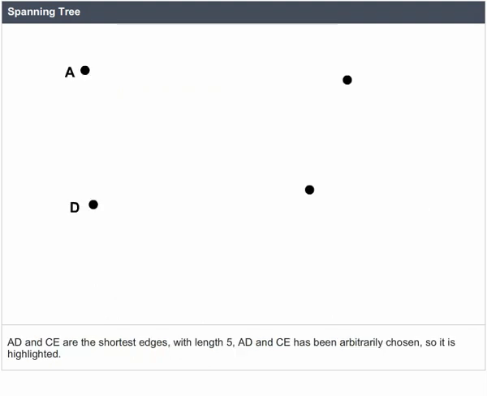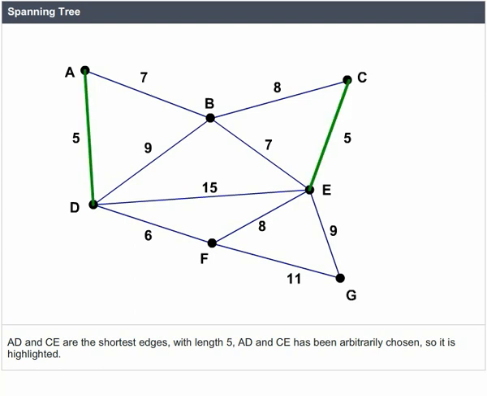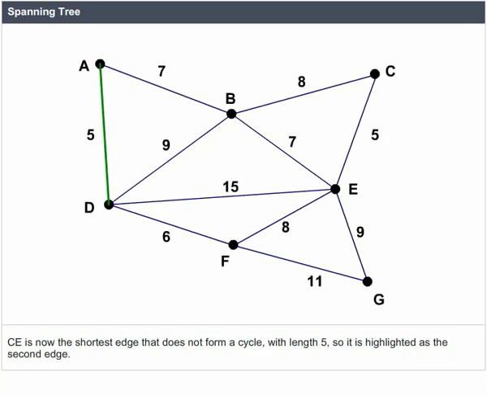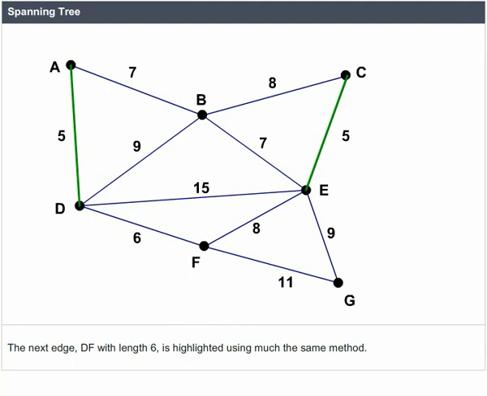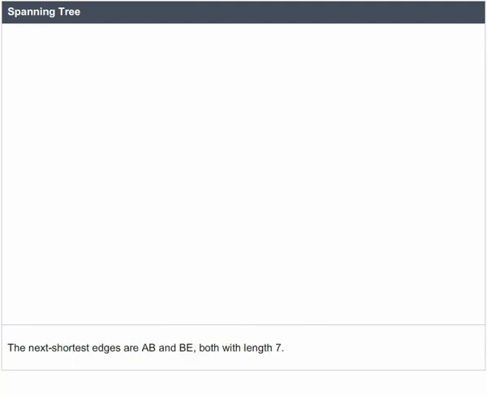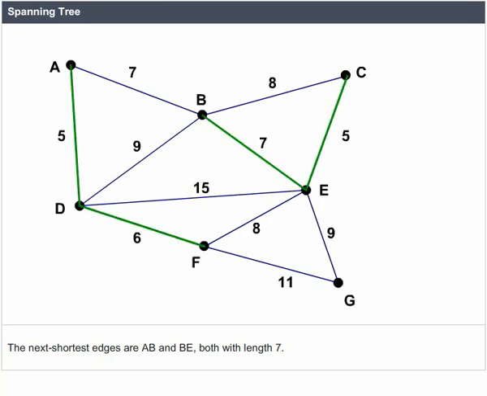AD and CE are the shortest edges with length 5. AD has been arbitrarily chosen, so it is highlighted. CE is now the shortest edge that does not form a cycle, with length 5, so it is highlighted as the second edge. The next edge, DF, with length 6, is highlighted using much the same method. The next shortest edges are AB and BE, both with length 7. AB is chosen arbitrarily and is highlighted.